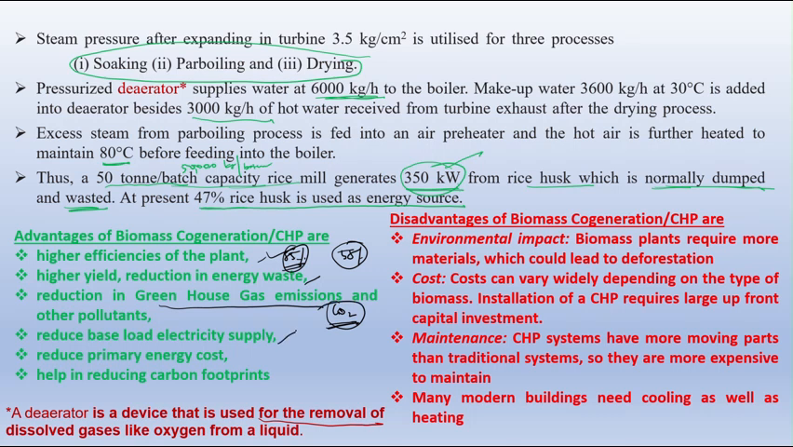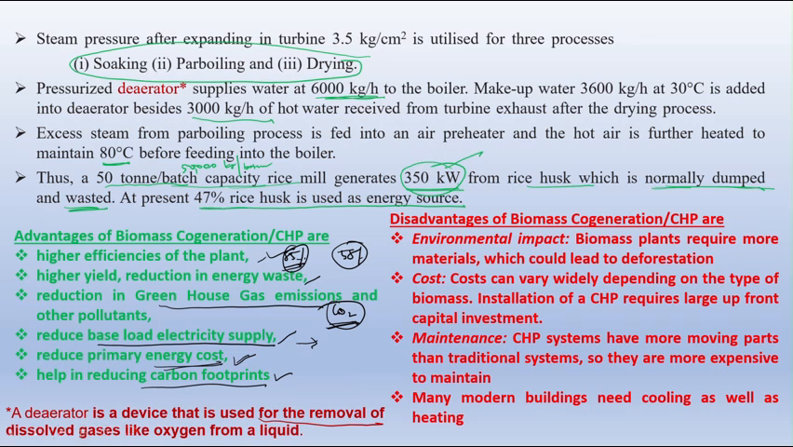Then it reduces the base load electricity. Base load means we are not depending on electricity from the conventional source. We generate electricity from the cogeneration process itself, so the base load electricity supply is reduced. It also reduces the primary energy cost because with waste as a fuel, the energy cost is reduced, helping reduce carbon footprints. If we run the boiler with conventional coal-based fuel, it can increase the carbon footprint, but if you run with biomass, the carbon footprint is reduced.